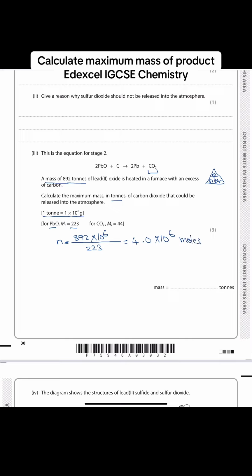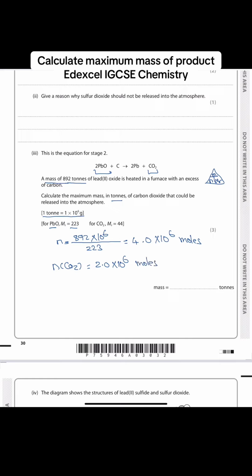Now let's look at the molar ratio between the lead oxide and carbon dioxide. You see here that 2 moles of lead oxide give you 1 mole of carbon dioxide. So the number of moles of carbon dioxide will equal half the moles of the lead oxide. So moles of carbon dioxide equal 2 times 10 to the 6 moles.